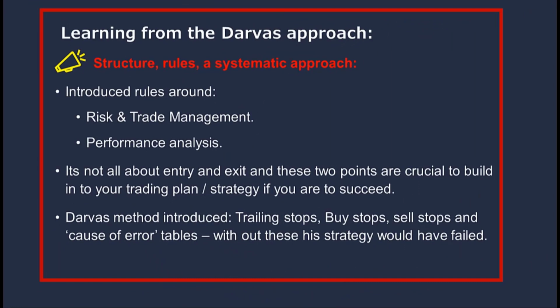Today we can do a lot of this through programming to get rid of the psychological elements of our trading, but you can still do it the manual way, and that was to create a structured, ruled and systematic approach to trading. And that's not just about getting into the trade, it's about the risk and trade management, the performance analysis. He built up that picture and methodology to create it as systematically as possible. That introduced discipline, it reduced error, things like the trailing stops, the buy stops, the sell stops, the cause of error table. All of this made his strategy more successful, and these are the sort of things you need to add into your trading as well.